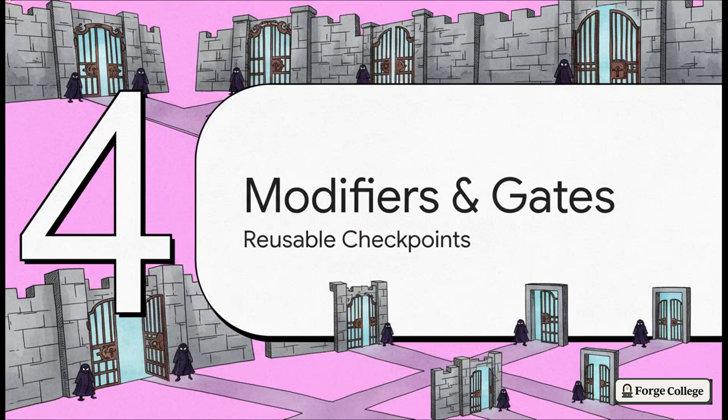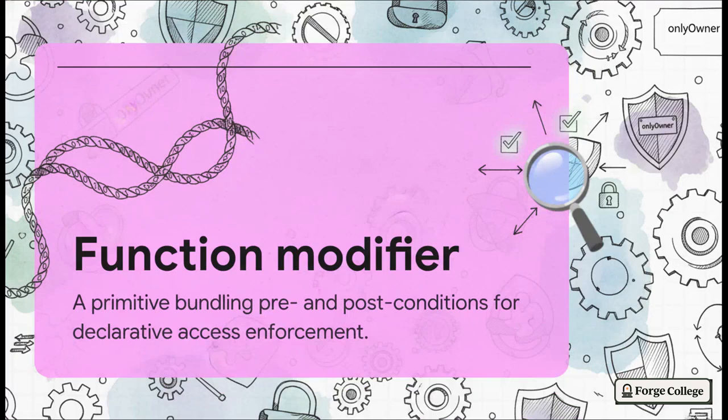Moving deeper, we have Section 4, modifiers, your reusable security gates. So what is a function modifier exactly? Well, it's a reusable language-level primitive that bundles pre- and post conditions to centralize declarative access enforcement across multiple functions. In plain English, modifiers let you name a specific security policy, like only owner, and apply it consistently everywhere. Instead of copy-pasting the same require check into 20 different functions, you just write the modifier once and slap it right on the function signature. This guarantees you never risk forgetting to lock a single door.